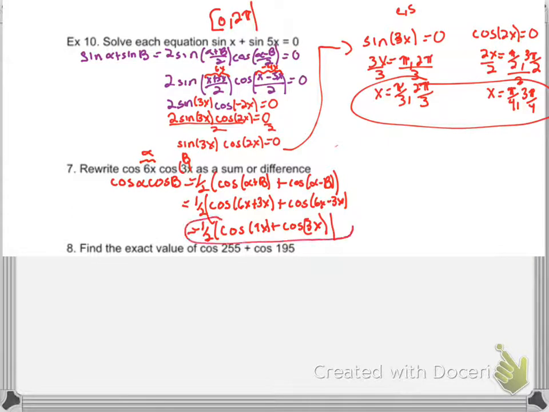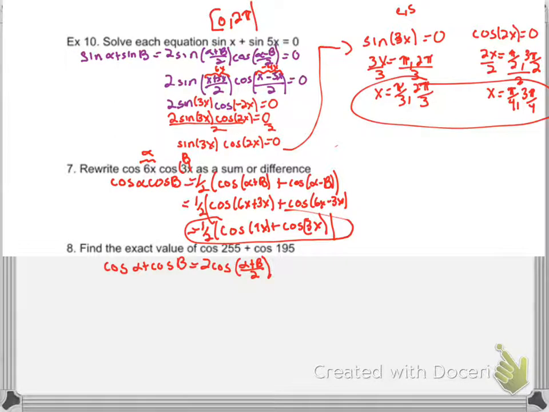There we go. And that's all we have to do on that one. Okay, number 8, find the exact value, and this is cosine plus cosine. So again, I flip back to my formula for that. So I have cosine alpha plus cosine beta equals 2 cosine of alpha plus beta over 2.